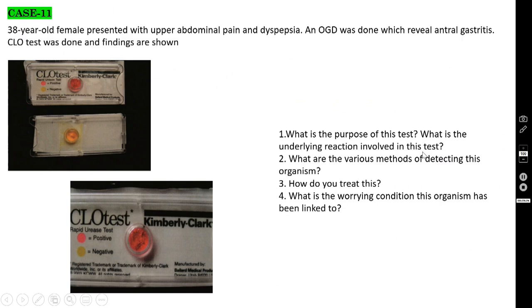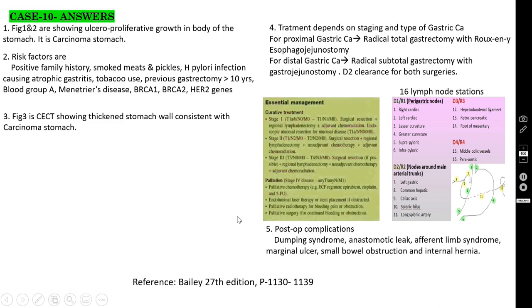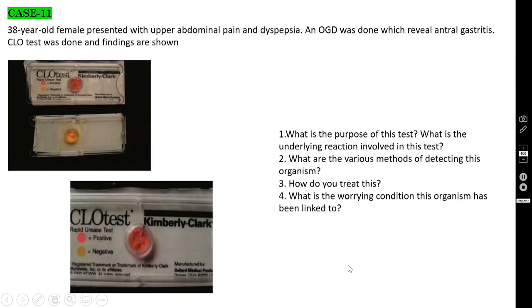What are the post-op complications after this surgery? Patient may get dumping syndrome, anastomotic leak, afferent limb syndrome, marginal ulcer, small bowel obstruction and internal hernia. These are all the post-op complications after gastrectomy.